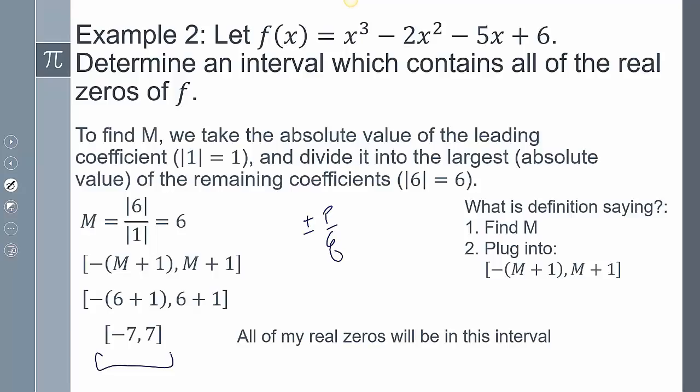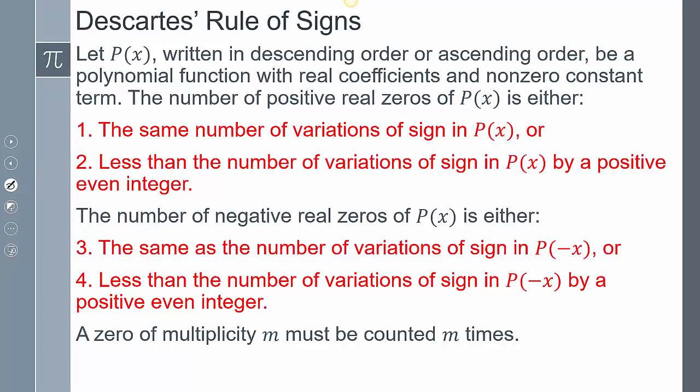Also, I know that if I want to look at my graphing calculator and determine what my zeros are, I know that at least all of those zeros are going to be between negative 7 and positive 7. You won't find any zeros outside those bounds, and so it helps us focus our search when we're trying to do that. Now the next piece that we're going to take a look at is Descartes' rule of signs.